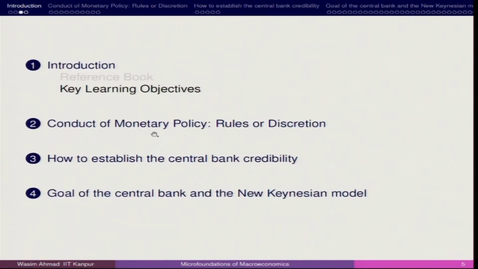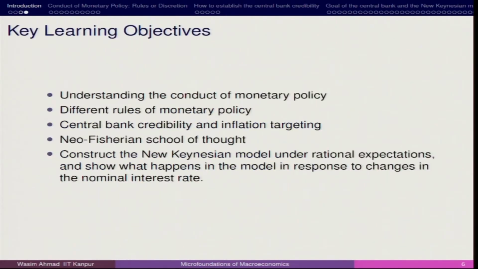So, the idea is that we will be talking about the conduct of monetary policy, rules versus discretion, and how to establish central bank credibility. Then we will be talking about the goals of the central bank. So, what are the goals of the central bank, and we will also be trying to see the new Keynesian model, which is underlying. So, as I mentioned, we will first understand the conduct of monetary policy, different rules of monetary policy, central bank credibility and inflation targeting, that is, how inflation can be targeted.